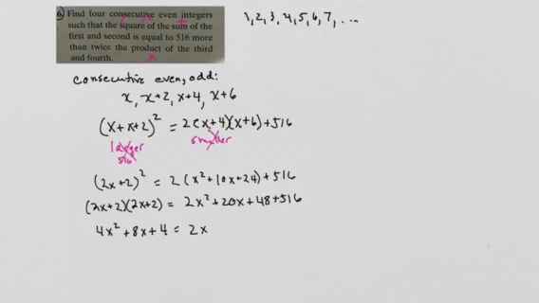So what does 48 and 516 add to? 564. Once more, you'll see that we have x squareds, so we'll get a 0 on one side and factor the other. Let's subtract 2x squared from both sides. Let's subtract 20x from both sides. And let's subtract 564 from both sides. That gives 2x squared minus 12x minus 560 equals 0.